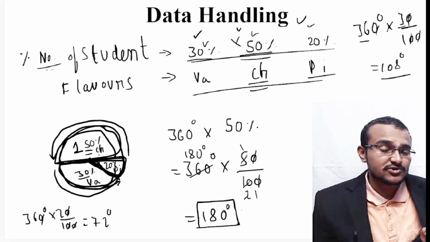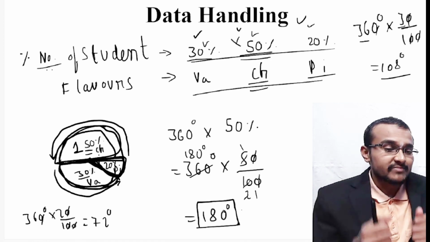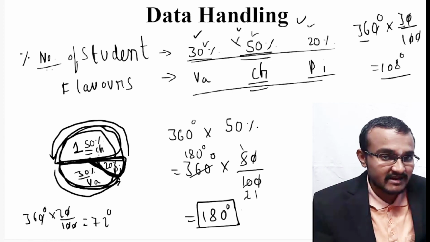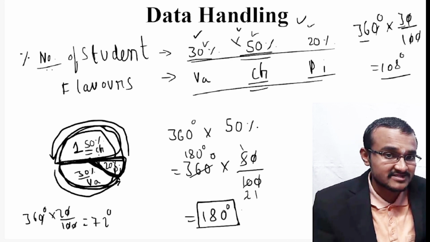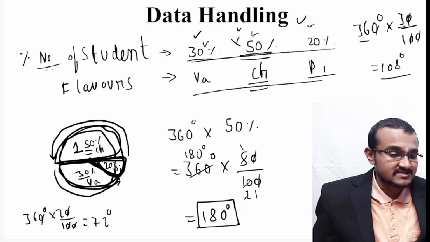Now we have understood pictograph, bar graph, double bar graph, and also pie chart. Based on this understanding, we have exercise 4.1 in this chapter, so we'll solve this exercise 4.1.